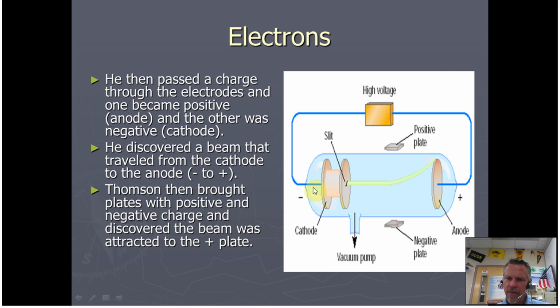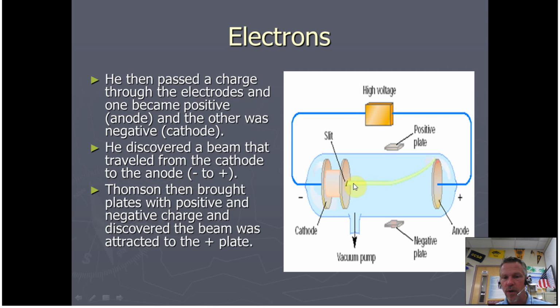If you then have this set up here and you add a positively charged plate, some kind of additional electrical circuit will be used here to make a positive and negatively charged plate. Thomson showed that this beam of electrons moving from the negative towards the positive will actually bend towards the positively charged plate if you bring it close enough to the glass tube. So that told him that whatever was traveling from this side to this side was negatively charged because it was attracted to this positive plate.